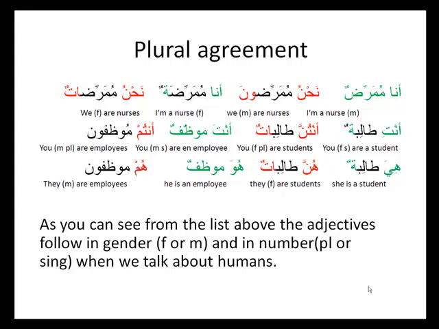And the same for the other examples. Anti talibatun, you are a student, you feminine. Antunna talibat. Anta muwazzaf, you masculine singular, are an employee. Antum muwazzafun, you masculine plural are employees. Hiya talibatun, she is a student. Hunna talibat, they are students, they feminine are students. Huwa muwazzaf, he is an employee. Hum muwazzafun, they are employees.